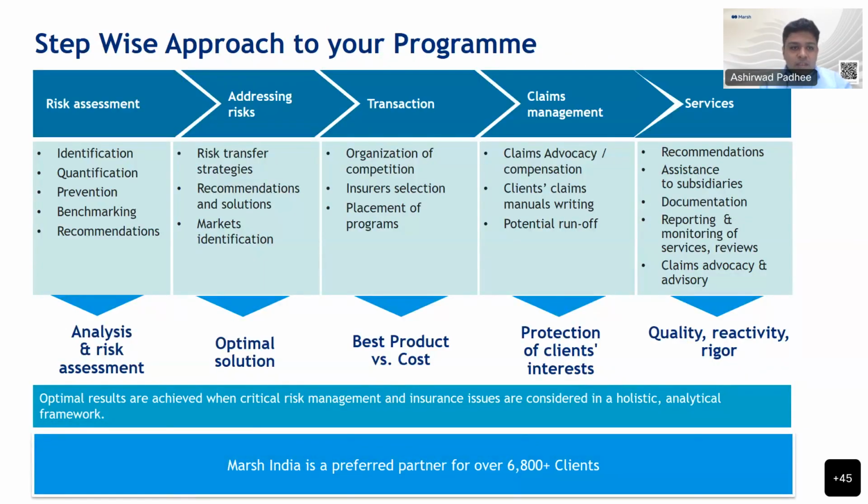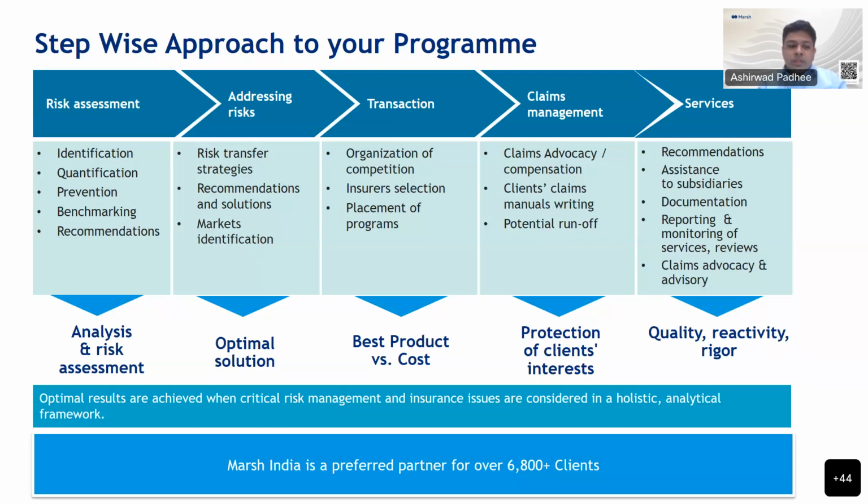We move on to the next slide, which is on the approach that you should adopt towards designing your insurance program. Many a time, one of the biggest mistakes in risk management is that we look at risk in silos. A holistic approach towards your risk management and your insurance program is when optimal results can be achieved. We do that for almost 7,000 clients of ours, wherein we sit with the client, understand the business, identify the key risks, and try to quantify them.